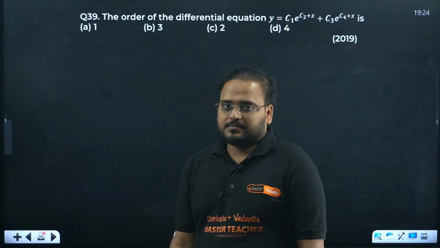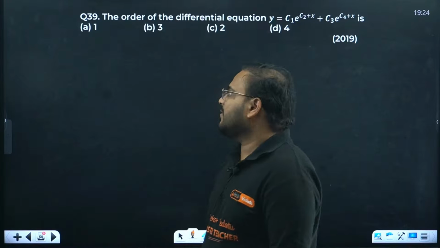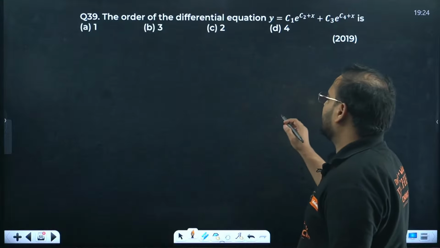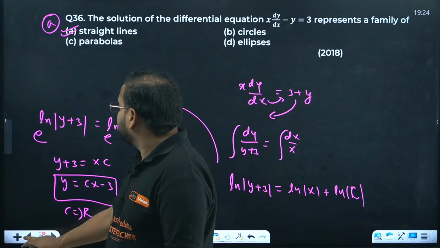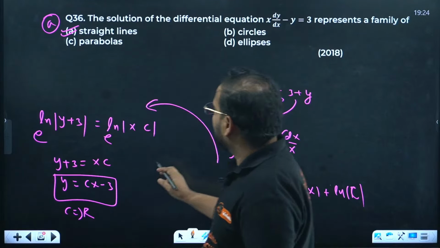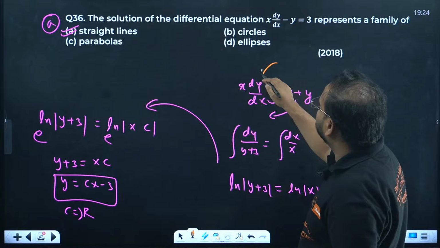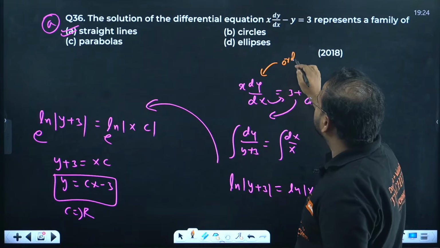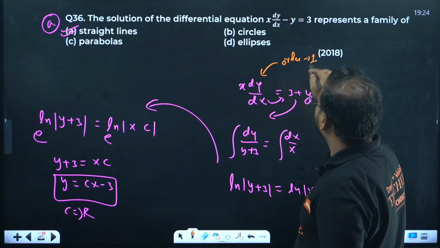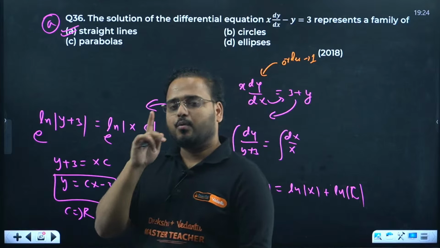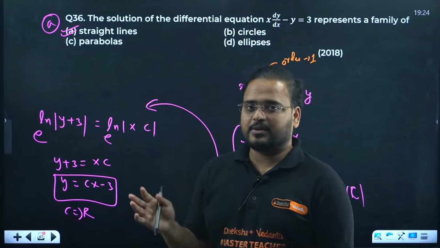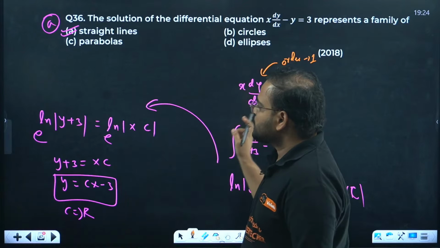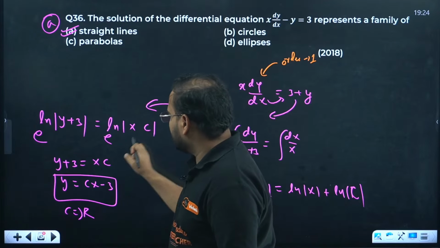Order of differential equation will depend upon number of arbitrary constants. Because if you look at the previous questions, for example this one, the order was what? Order was 1, sir. Because in our syllabus we have only first order derivatives to integrate in the differential equations. So you had only one constant.